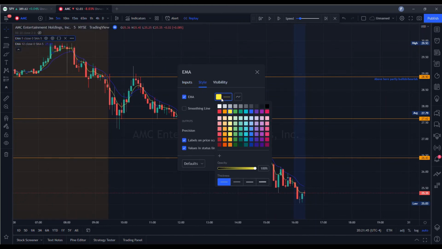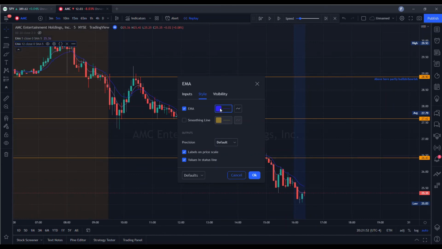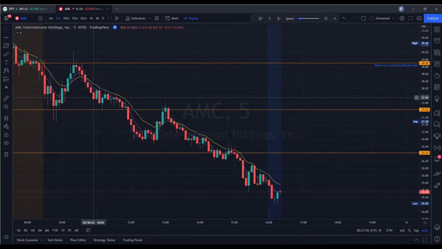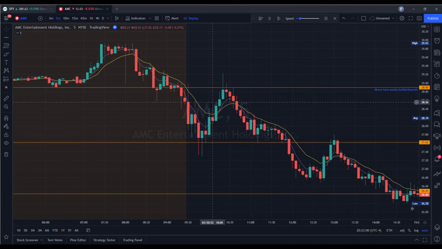Color code them however you want, right? So this is the 5. I'm going to turn my 5 purple because that's the color I do. And the 12 is going to be yellow. Those are the colors I have set on my platform. So if you want to know when to get out of a trade or when to stay in the trade, ideally you're going to combine your EMAs with levels, right?